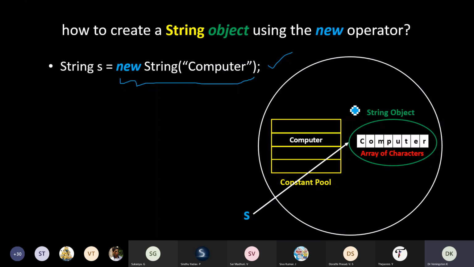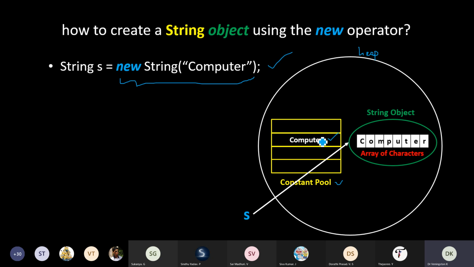First, inside the heap there is something called the constant pool. In this constant pool, the JVM will check if computer is available. If computer is not available, it is going to write it there. Assume that in this case computer is not there in the constant pool, so it is now going to write it inside this constant pool for future purposes. That is what is going to happen.